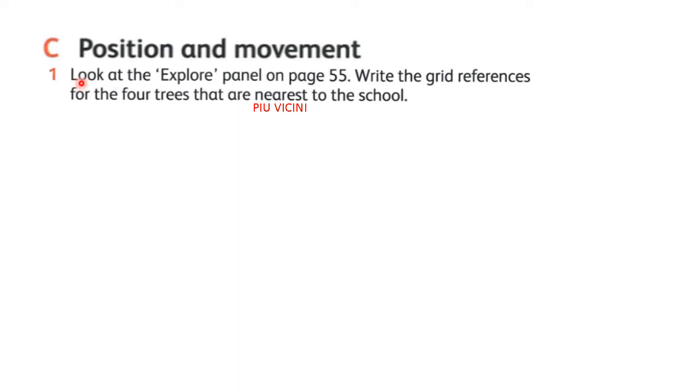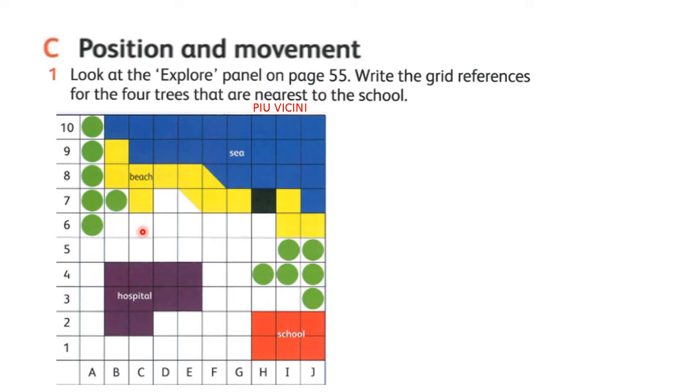C. Position and movement. Look at the Explore panel on page 55. This is it here. Write the grid references for the 4 trees that are nearest to the school. The 4 trees that are nearest to the school are these 4 here. So the grid reference for these trees is H4, I4, J4, J3.